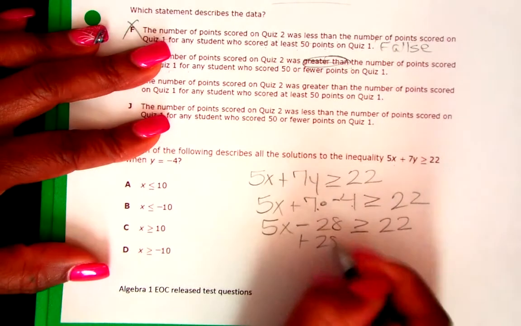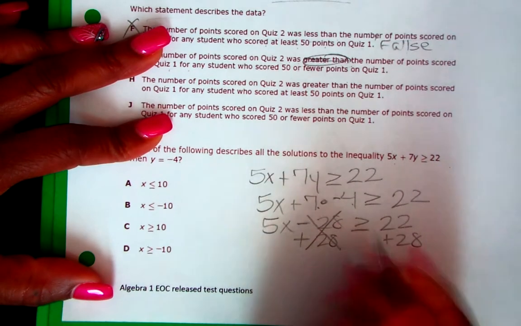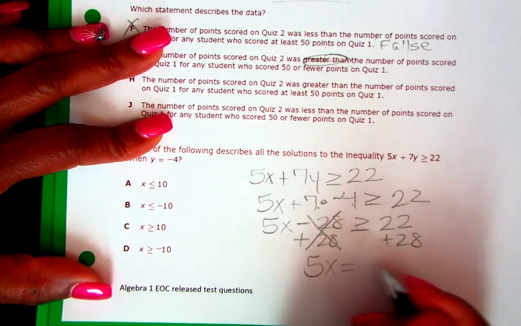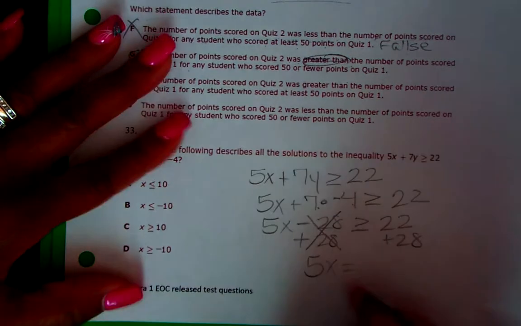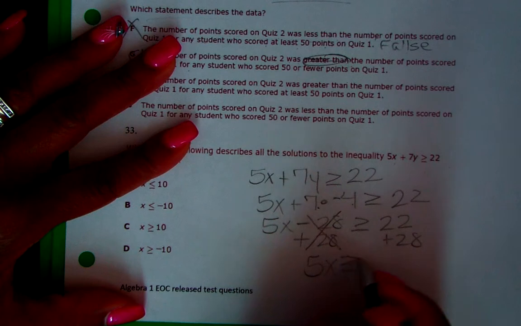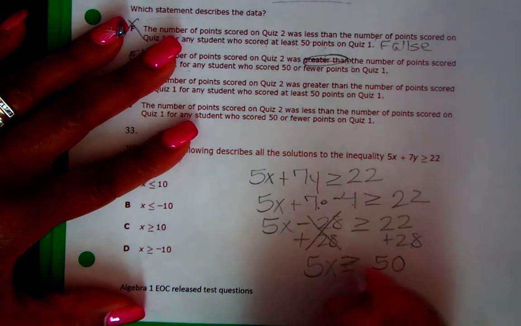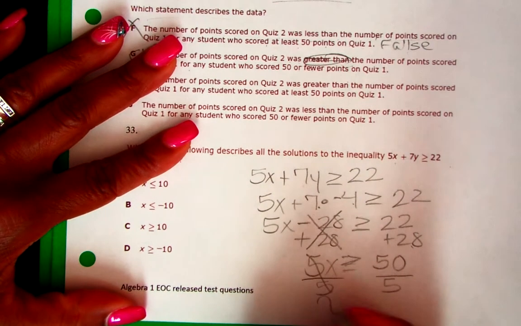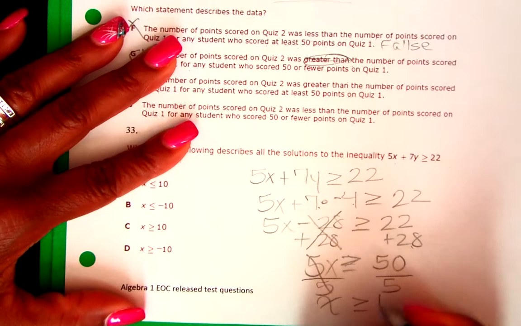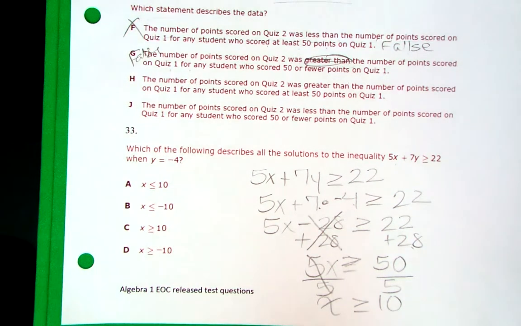Then I get to add 28 to both sides because I'm trying to get the x by itself. I'm isolating the x. Its inverse operation leaves me with 5x. Look, you do it the same way as an equal sign. The only difference is your solution is going to be different, with the greater than sign here. So 22 plus 28, you get 50. Divide both sides by the coefficient of x, which is 5. 5 divided by 5 is 1. So x is greater than or equal to 10. So all real numbers greater than 10, including 10.